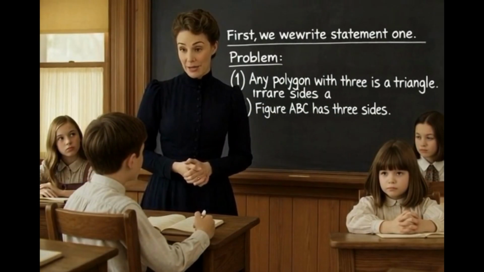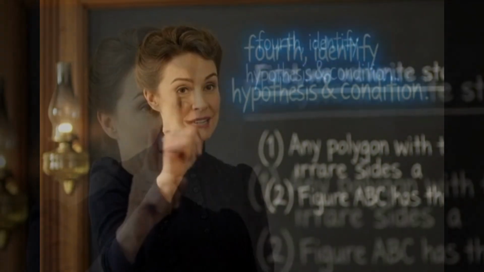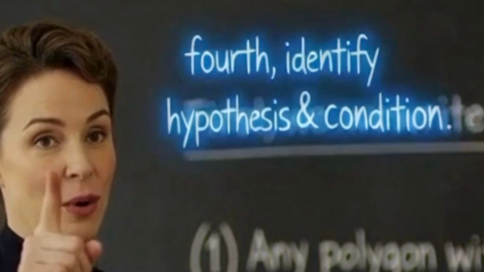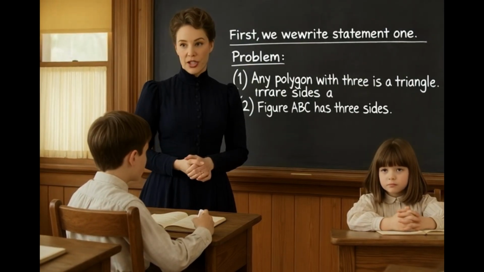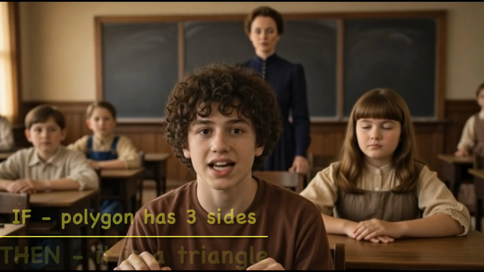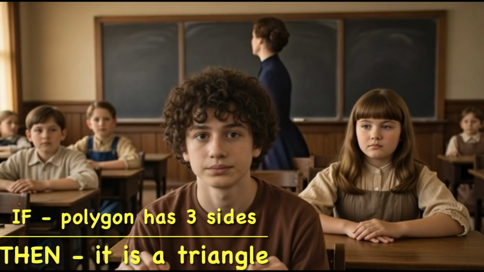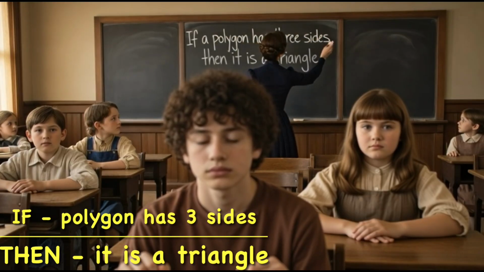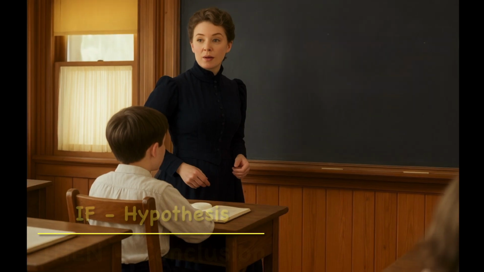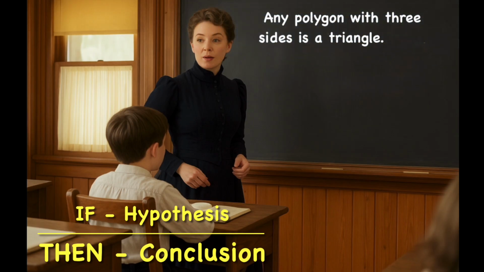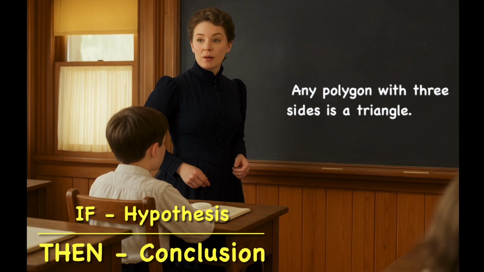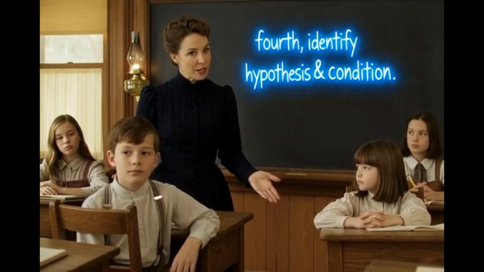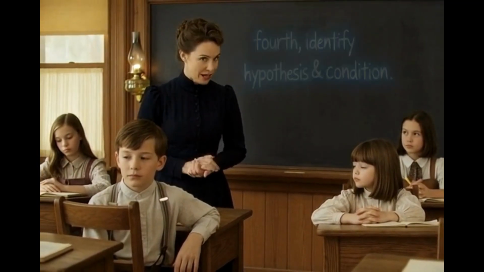Fourth, identify the hypothesis, the if part, and the conclusion, the then part. Jaden, would you like to try the first step? If a polygon has 3 sides, then it is a triangle. So, the hypothesis is any polygon with 3 sides, and the conclusion is it is a triangle.